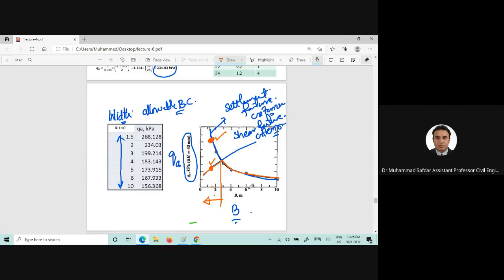However, if we go beyond this intersection point where these curves are intersecting, the Q allowable here is less than the Q allowable obtained from the shear failure criteria. So the settlement criteria is governing from this point onwards.